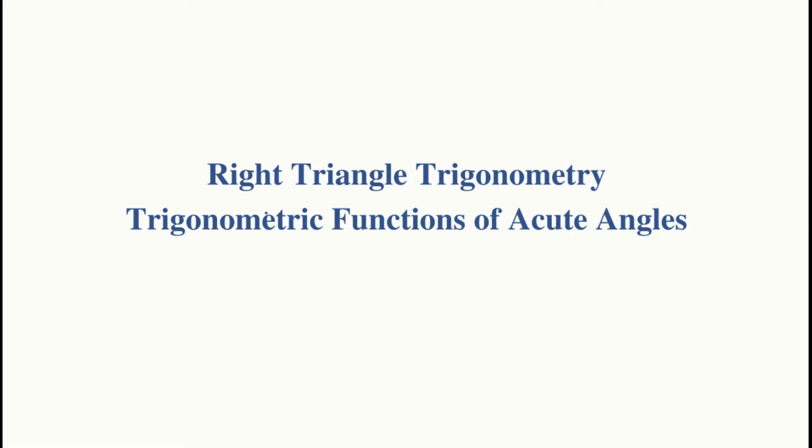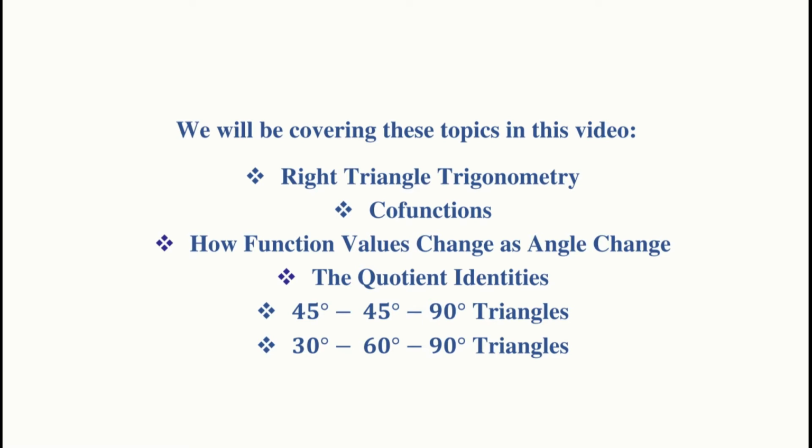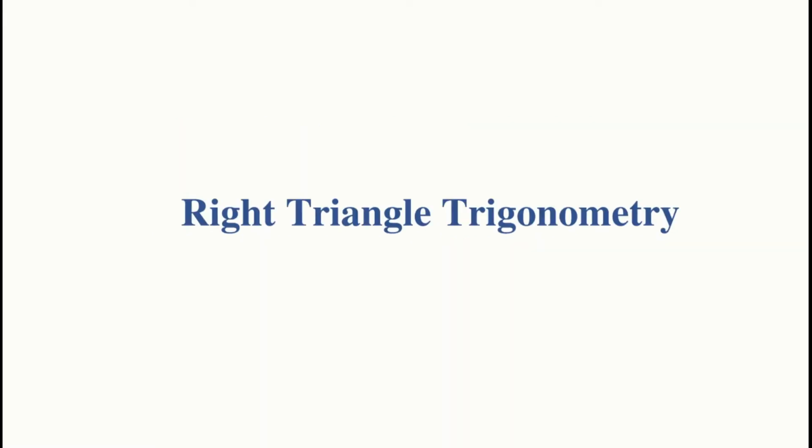Hello everyone. In this video we'll go ahead and get started on chapter 2, where we will be looking at right triangle trigonometry and trigonometric functions of acute angles. In this particular video we'll be looking at right triangle trigonometry, the concept of cofunctions, and how function values change as an angle changes, and the quotient identities, and two special triangles, 45 45 90 triangles and 30 60 90 triangles. Let's go ahead and get started with right triangle trigonometry.